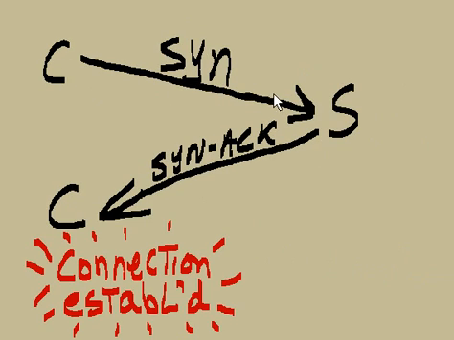When the client sends the synchronization packet to the server and the server sends a synchronization acknowledgement packet back to the client, the client jumps up and down and says, yay, a connection has been established. So that's on the client side, a connection has been established, but not yet on the server side.